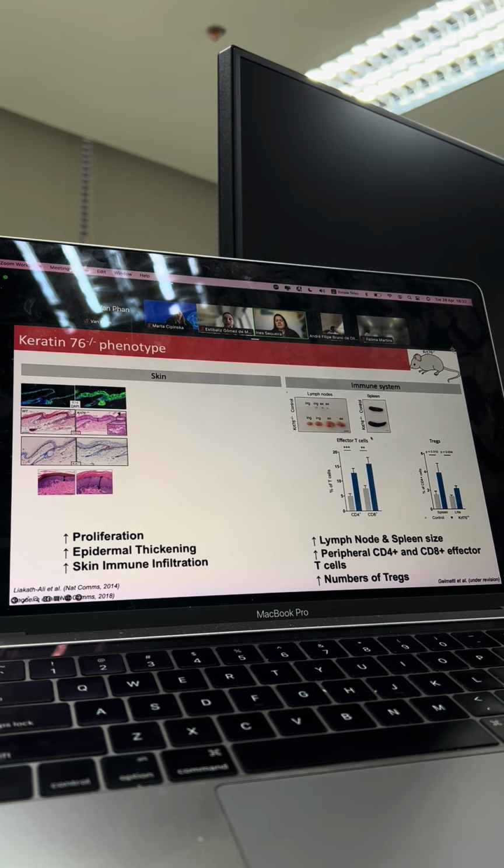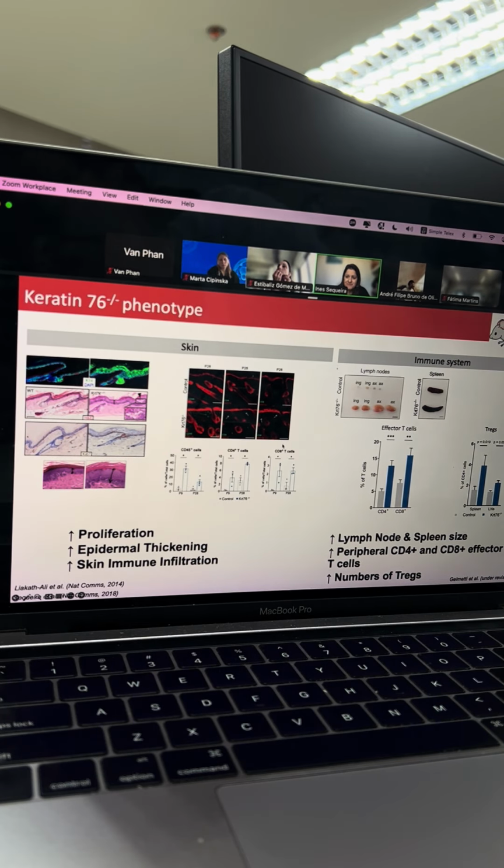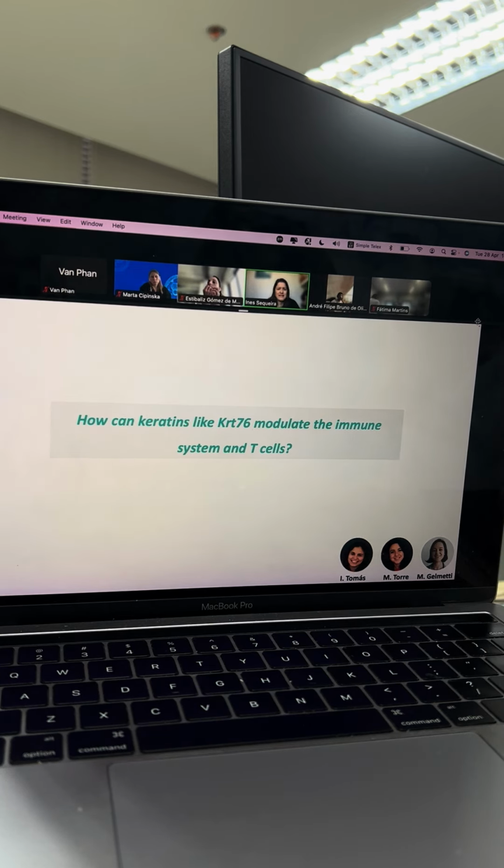And I looked at these animals because there's an interesting phenotype also in the oral cancer, but let's leave that aside for now. But what we also seen is that there are some immune changes in these animals. The loss of keratin 76 leads to an increase in spleen and the lymph nodes, and there is an increase in the effector T cells and Tregs. And they also have an increase of immune infiltration in the skin, here with CD45. But if you look in detail, CD4 and CD8 T cells are increased in the skin. So how can keratins, like keratin 76, modulate the immune system and the T cells?